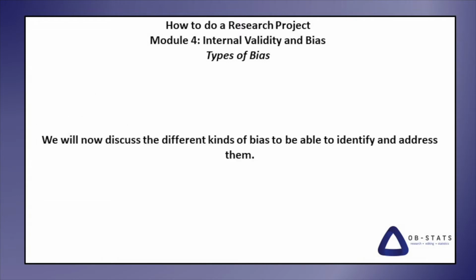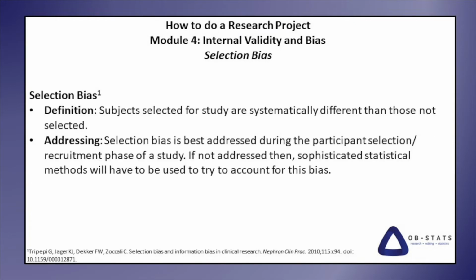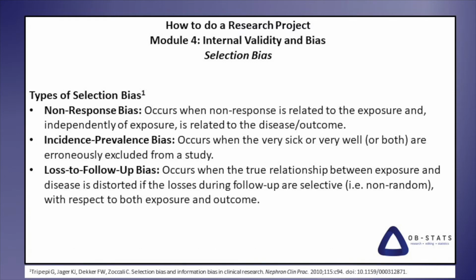We will now discuss the different kinds of bias to be able to identify and address them. With selection bias, subjects selected for study are systematically different than those not selected. Selection bias is best addressed during the participant selection or recruitment phase of a study. If not addressed then, sophisticated statistical methods will have to be used to try and account for this bias. The following are different types of selection bias. Non-response bias. Non-response bias occurs when non-response is related to the exposure and, independently of exposure, is related to the disease or outcome.